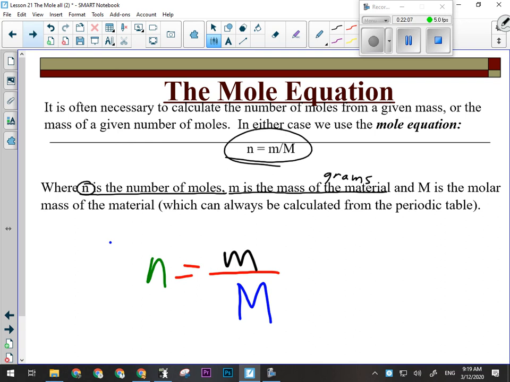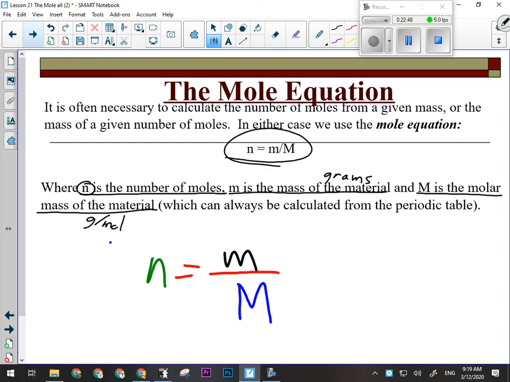Capital M is the molar mass. That's the thing we just learned how to calculate from the periodic table, and its units are always going to be grams per mole. So this formula works when we calculate the number of moles by dividing the mass we have in grams by the mass of 1 mole. If we divide the mass we have by the mass of 1 mole, it tells us how many moles we have. Agreed? That's how that formula works.